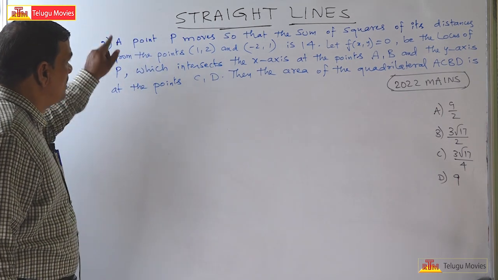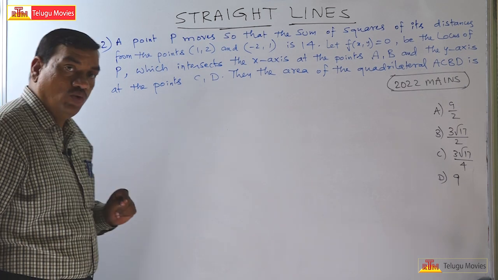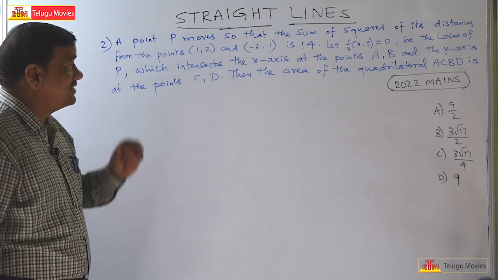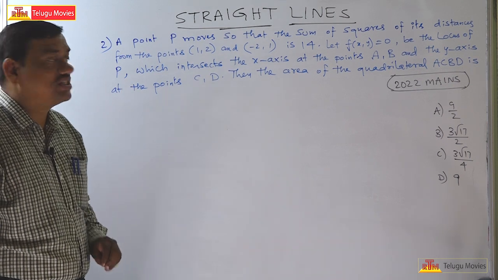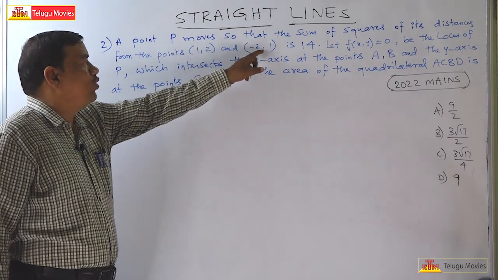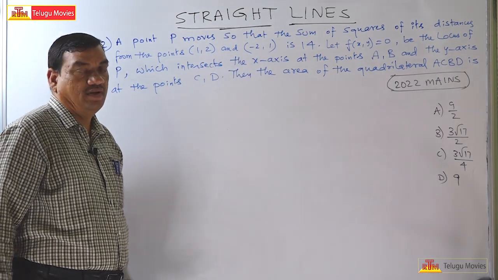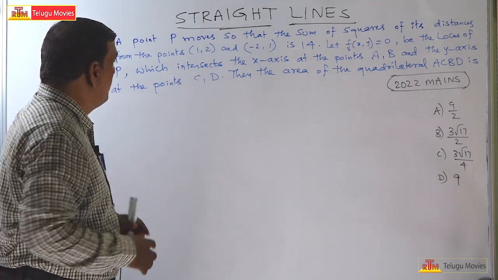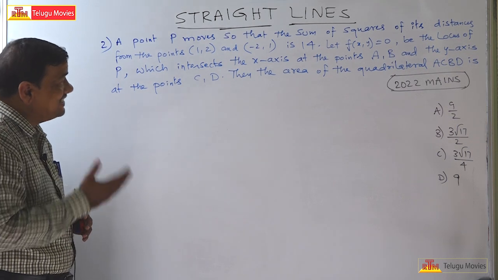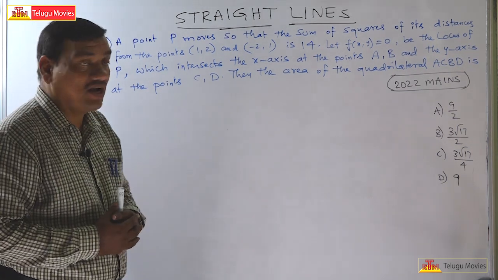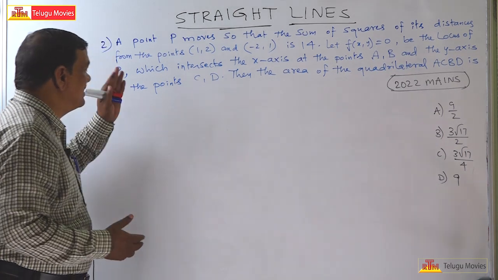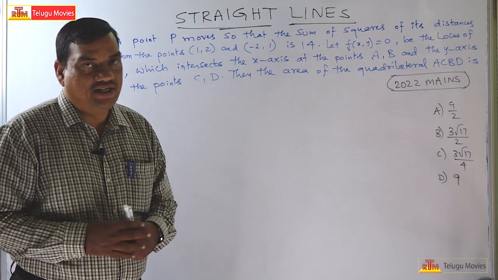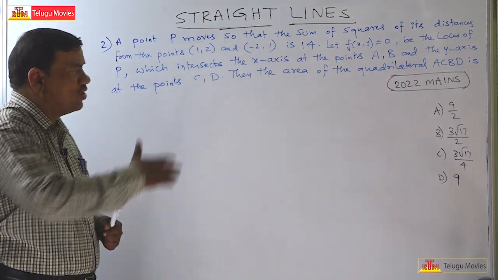The question is: a point P moves so that the sum of the squares of its distances from the 2 points is 14. Let f of x comma y equal to 0 be the locus of P, which intersects the x-axis at the points a comma b and the y-axis at the points c comma d. Then the area of the quadrilateral ACBD is... Options are also given.